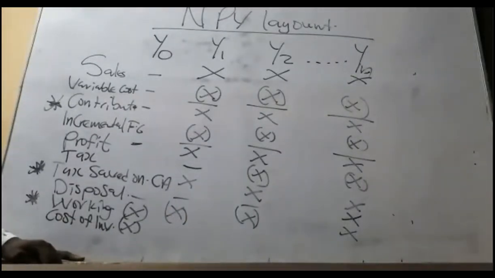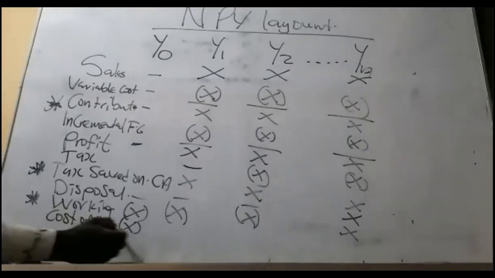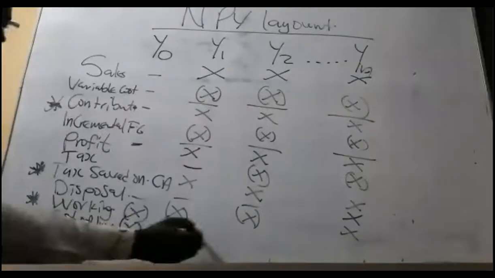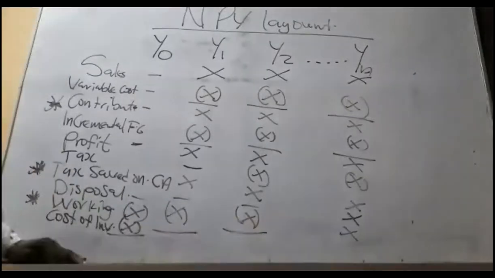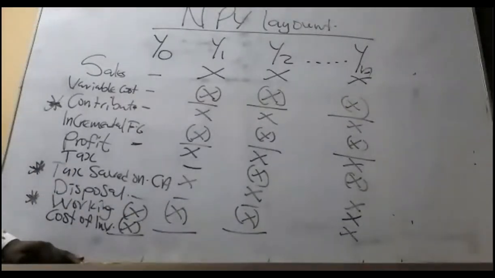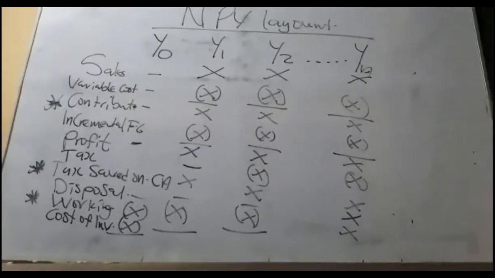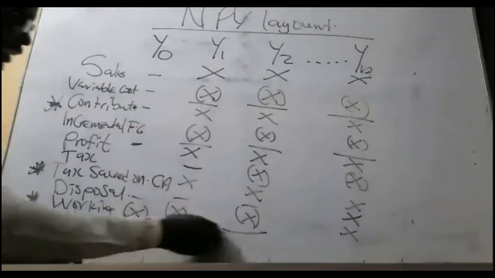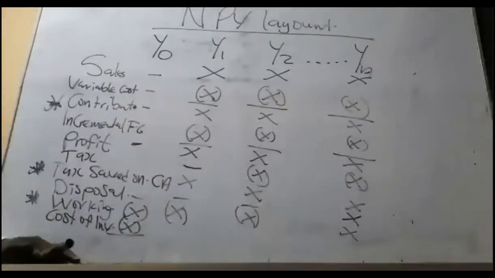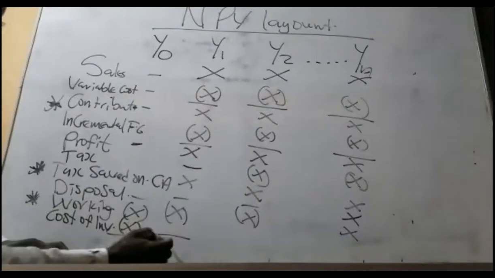Then we are done. So when you are done like this and have learned all of them, total them, and sum them up. This is what we mean by net cash flow. So sum them up like this.